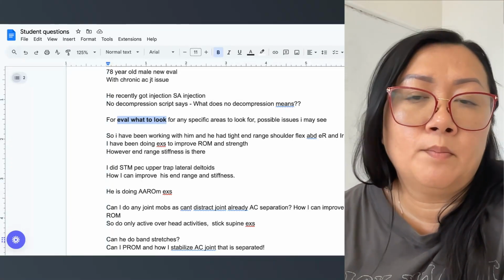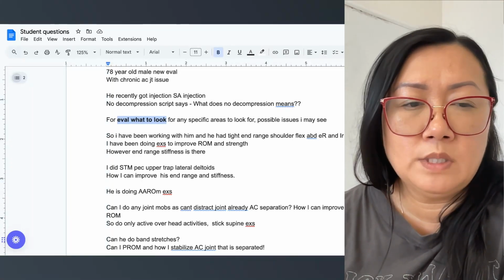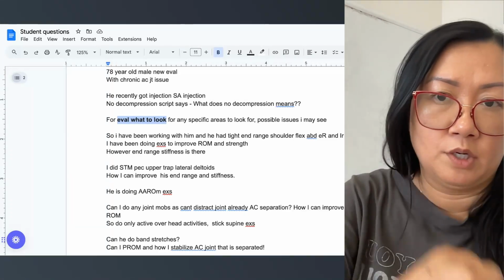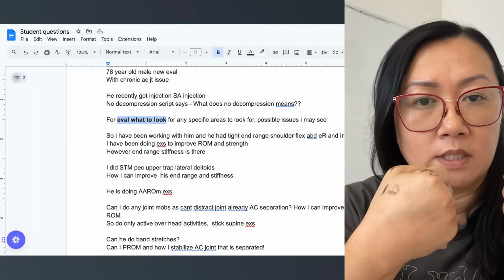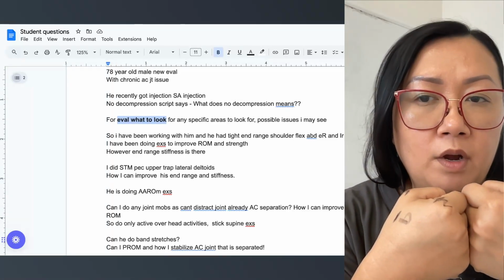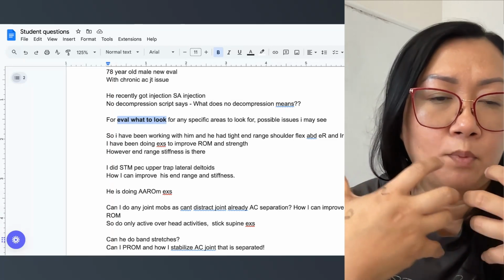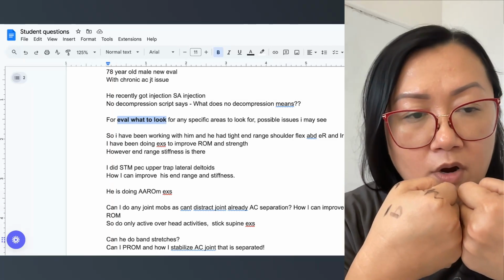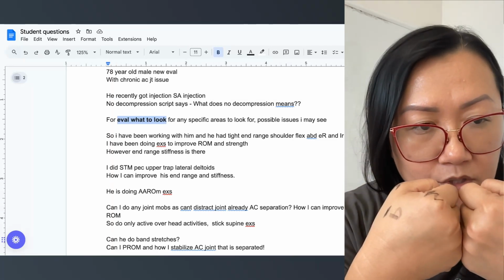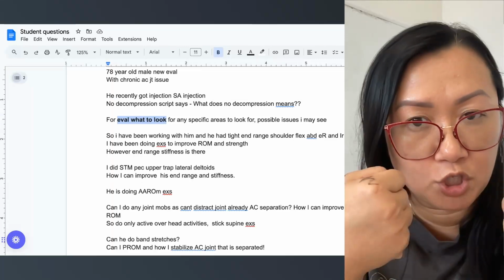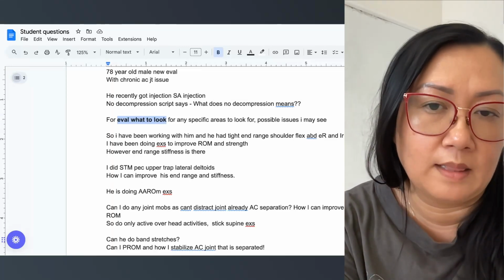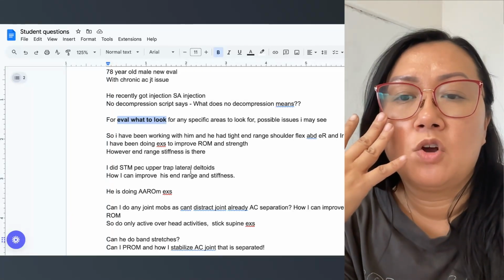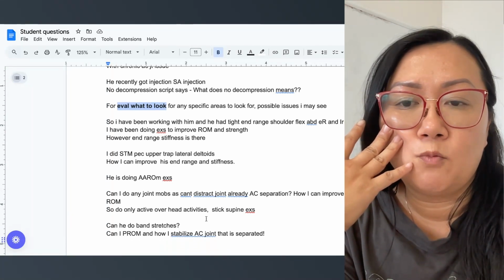So no decompression was written in the script. What does that mean? Decompression just means they don't want you to do joint distraction, right? They don't want to decompress that joint. If it's a chronic AC separation issue, a chronic dislocation, and they're already chronically dislocating, the last thing the doctors want you to do is to stretch them and potentially dislocate them further, right? So no decompression just means that. So there's still some range of motion.